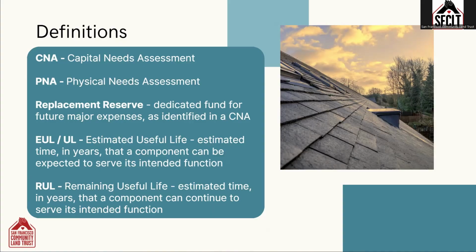Existing or estimated useful life, EUL, is an estimate of time in years that a component can be expected to serve its intended function. For example, a brand new roof is expected to last for about 20 years before it needs a full replacement. And then RUL is remaining useful life. This is the estimated time in years that a component can continue to serve its intended function. For the example of the roof, if we say that it was installed in 2016, then its remaining useful life is about 10 years.